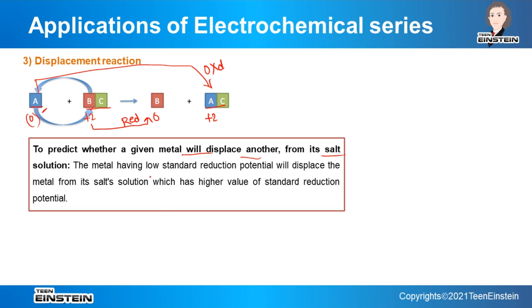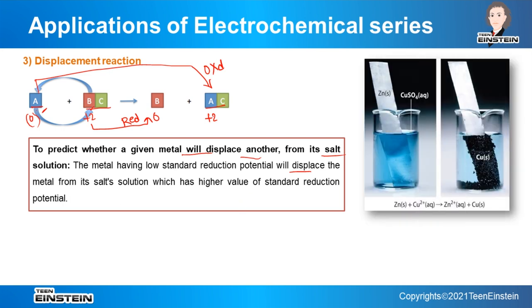So the metal having low standard reduction potential, that means more electropositive, the values are towards the negative side, will displace the metal from its salt solution which has a higher value of standard reduction potential. Here we have an example. We have two systems, the Zn2+ | Zn system and the Cu2+ | Cu system.